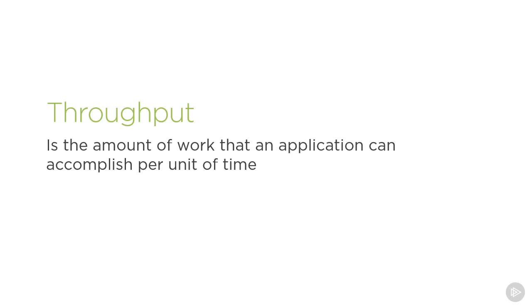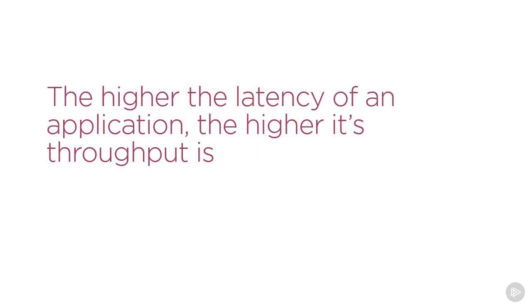Throughput is the amount of work that an application can accomplish per unit of time. The unit of time is typically seconds, so you would commonly see throughput measurements such as requests per second, operations per second, reads or writes per second, or transactions per second. Throughput and latency are related. The higher the latency of an application, the higher its throughput is. To put it another way, if you can do things faster, you can do more of it.